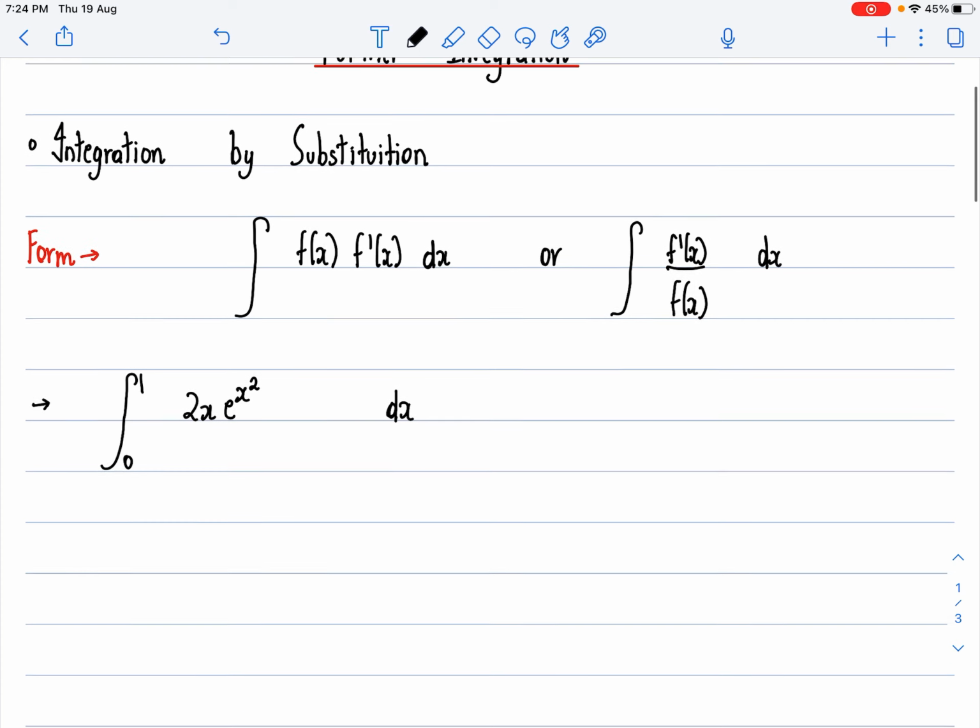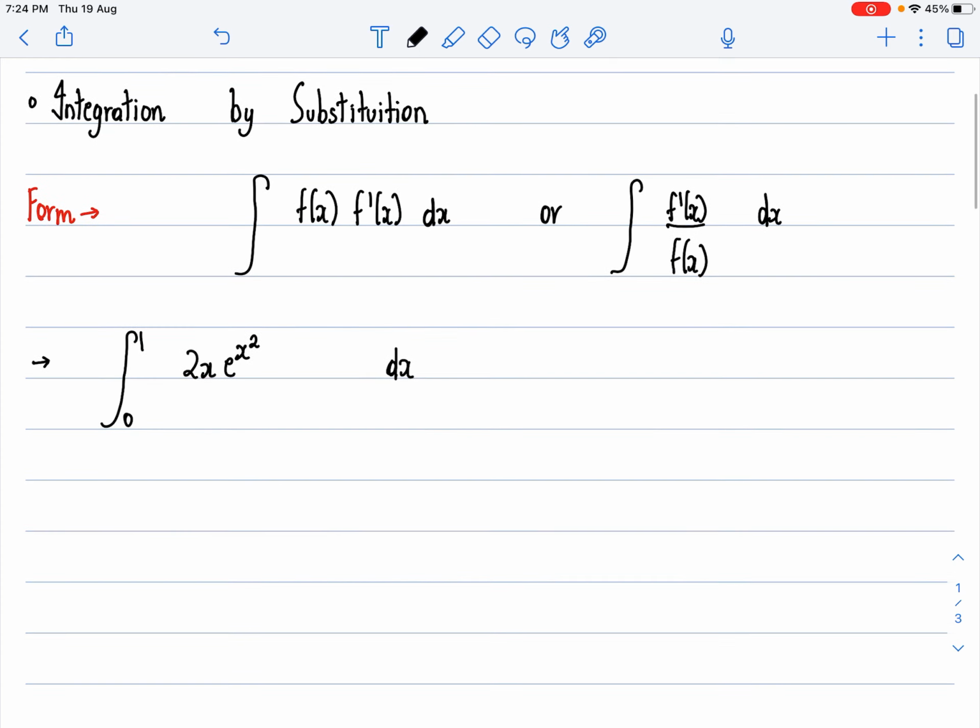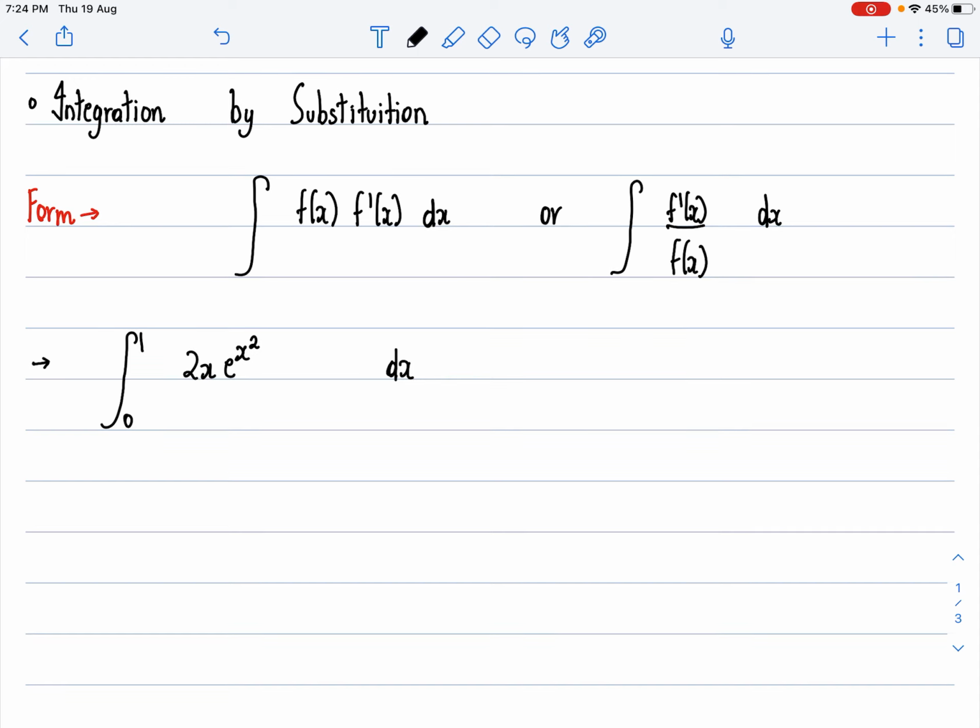So let's start with the integration by substitution, the form first. How do you identify that you need to use integration by substitution? Basically you'll have something like f of x into f dash of x, or you'll have something like f dash of x over f of x dx. This will be the form.